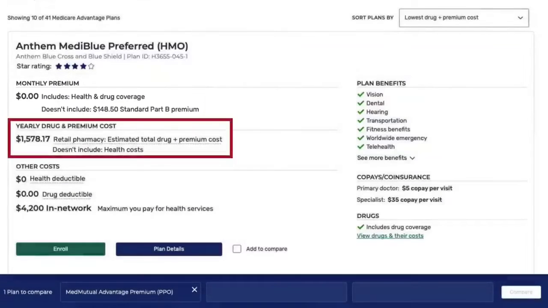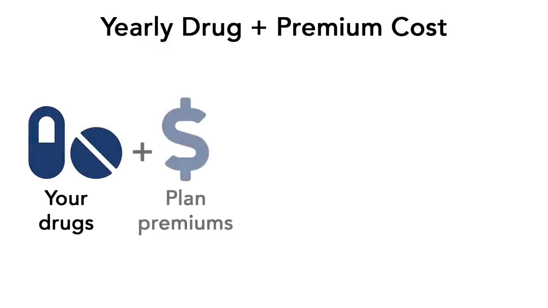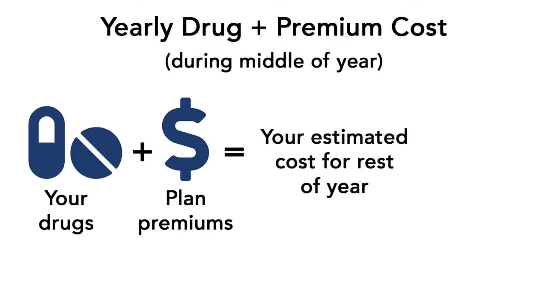You'll see your estimated yearly drug plus premium cost since this plan includes drug coverage. This amount is an estimate of the costs to fill the drugs you entered at the pharmacies you chose, plus your monthly premiums. But it doesn't include any estimated health costs like copays or deductibles. If you're looking for a plan for next year during Medicare's open enrollment, this cost will provide an estimate of the amount you may pay for your premiums and drugs for the entire year. But if you're looking at plans in the middle of the year, this will include costs for the rest of the months left in the year. For example, if you're looking at plans in May, it will include the costs for June through December.